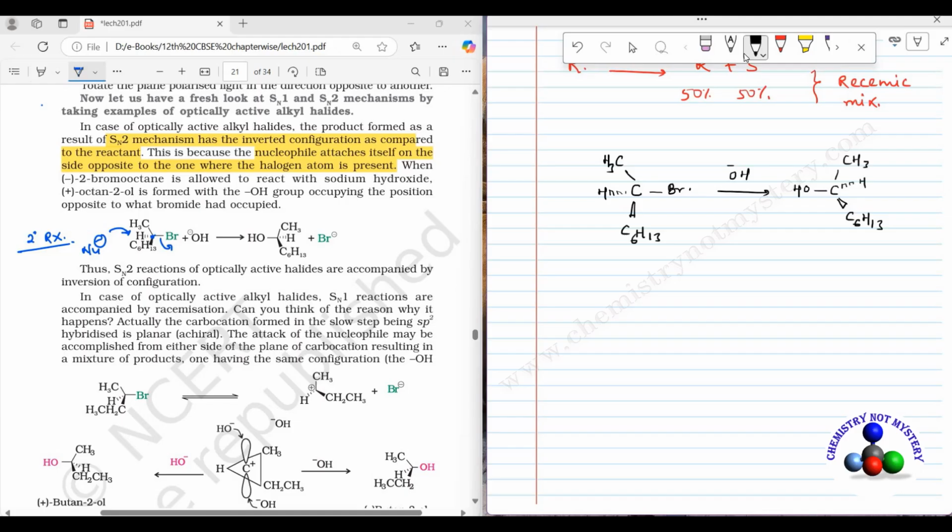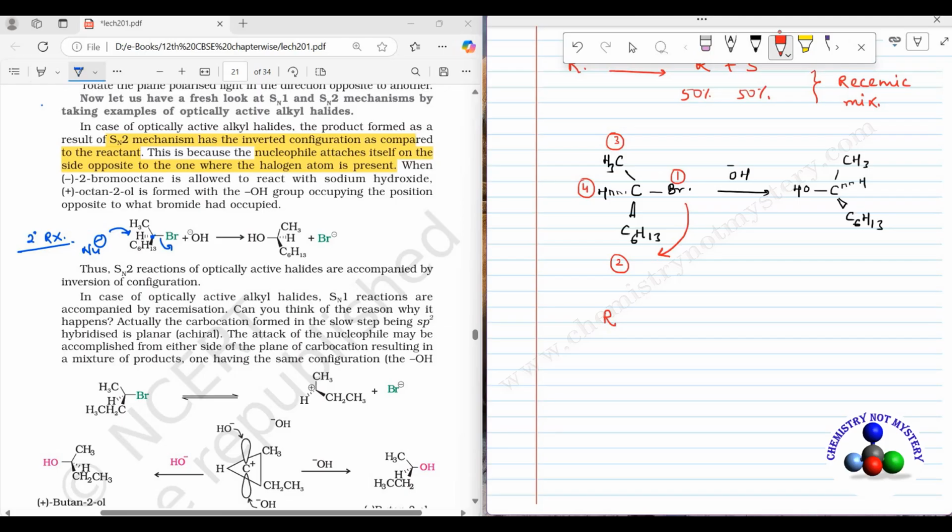Now assign the configuration of both the molecules. Assign the numbers to these groups. Br has the highest atomic number, so it will get first priority. Hydrogen will get fourth priority. Here the carbon is bonded to the next carbon, so it will get second priority, and CH3 will get third priority. Now draw an imaginary arrow from first priority to second priority. Here we can draw the arrow in the right direction, so the configuration of this molecule will be R.